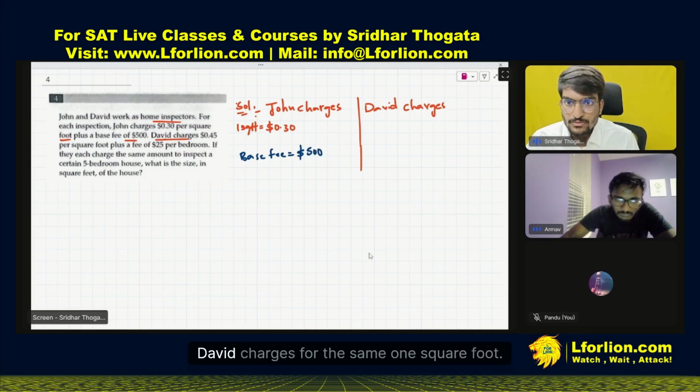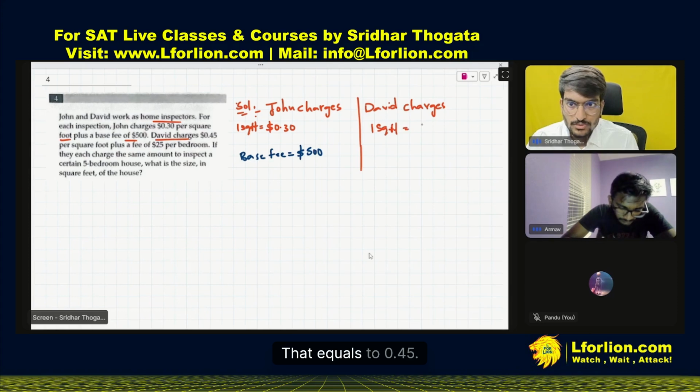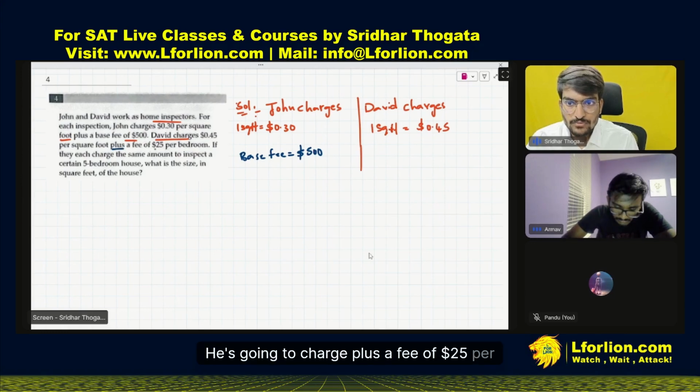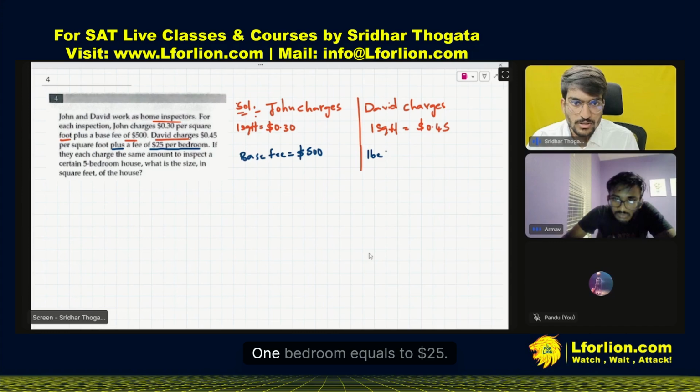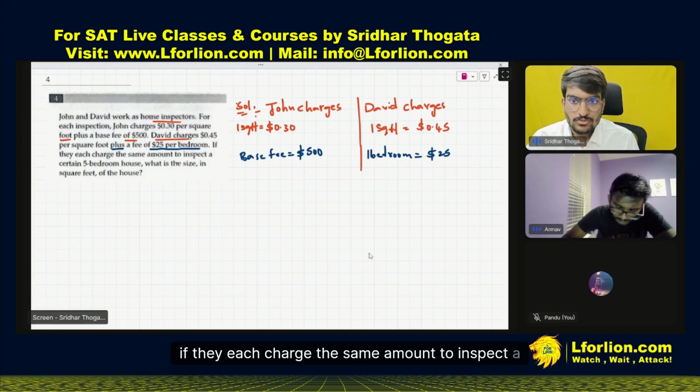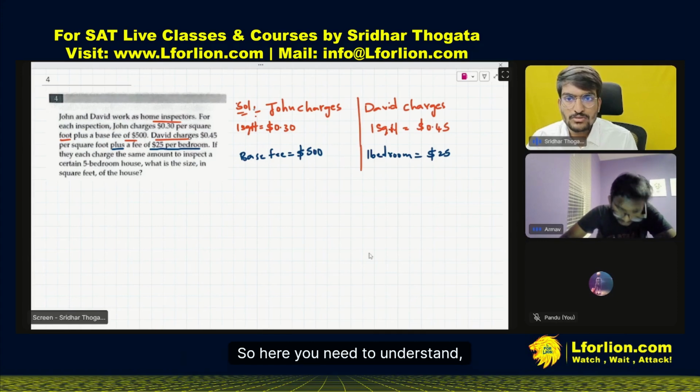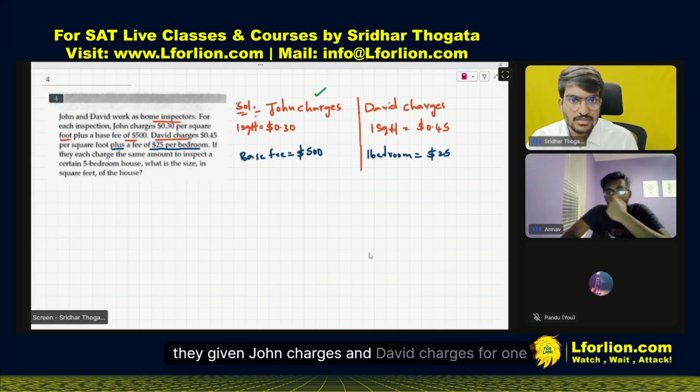Fine. David charges for the same 1 square foot $0.45, and he's not going to charge a base fee, he's going to charge a fee of $25 per bedroom. 1 bedroom equals to $25. Now if they each charge the same amount to inspect a certain 5-bedroom house, what is the size in square foot of the house? So here you need to understand, they given John charges and David charges.